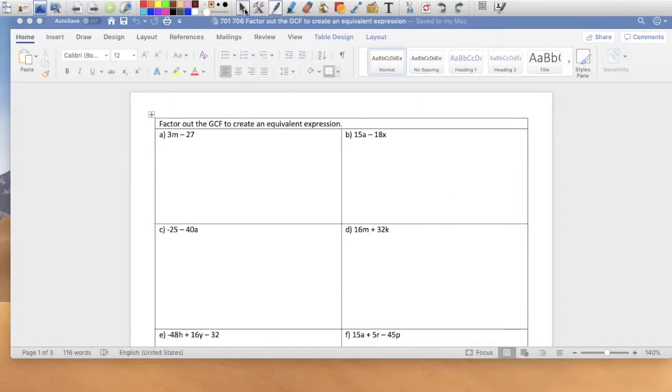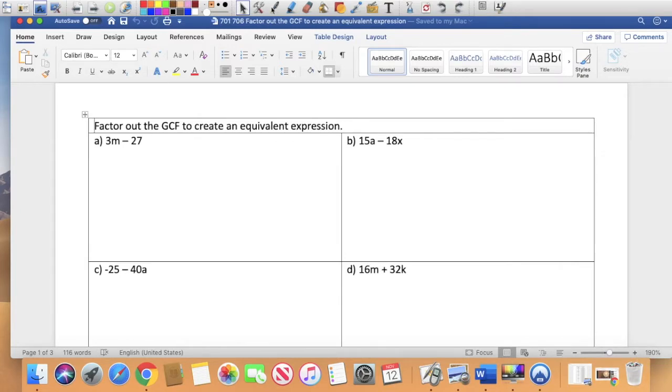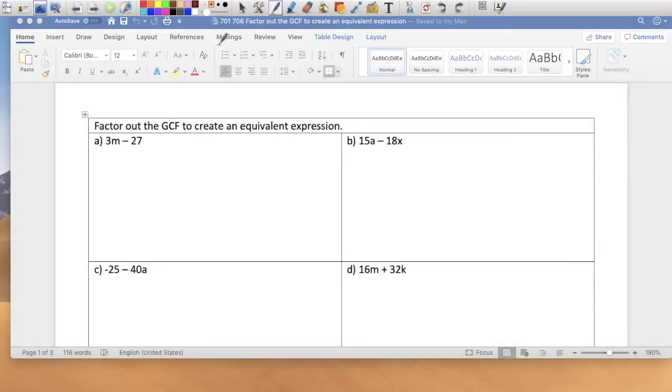You can use the ladder method if you like. It's pretty simple. Just make this bigger. So if you use the ladder method, it becomes, just ask yourself what number goes into 3 and 27. You want to use the greatest common factor. In this case, the greatest common factor is 3.